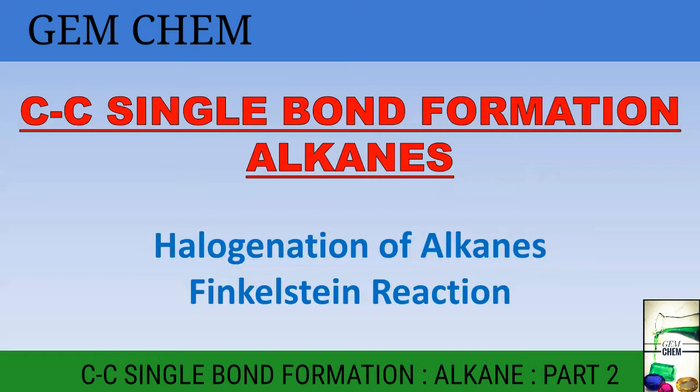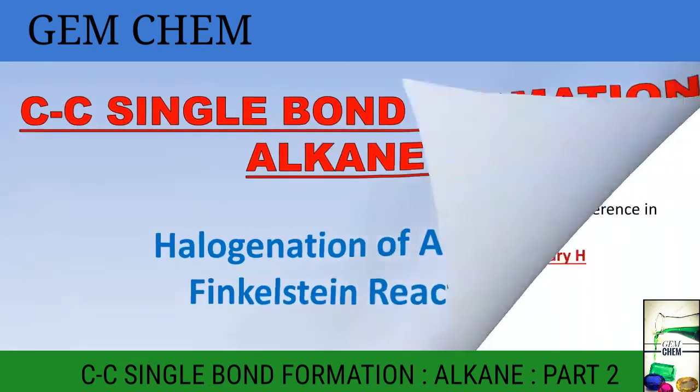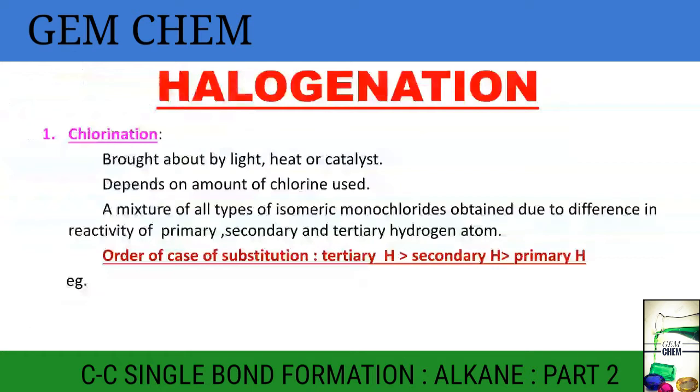Now we will deal with the chemical properties of alkanes. So here we will deal basically with halogenation of alkanes and a named reaction known as Finkelstein reaction. So let us start. Now see, halogenation, we will first deal with chlorination, that is addition of chlorine to alkane by replacement of a hydrogen present in it.